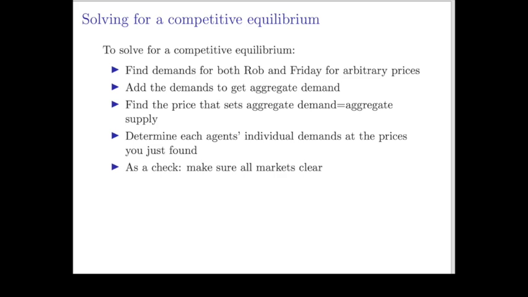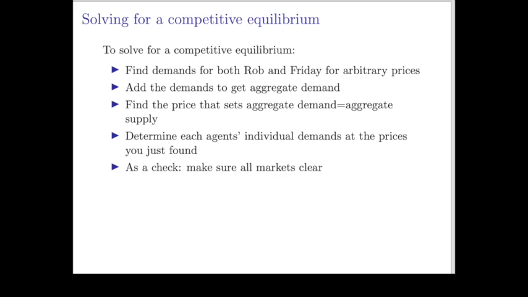The next thing to do is to add together Rob and Friday's demands for apples to get the aggregate demand for apples, or in other words, the market demand for apples. Add together the demands for bananas for Rob and Friday to get the market demand, or the aggregate demand, for bananas.